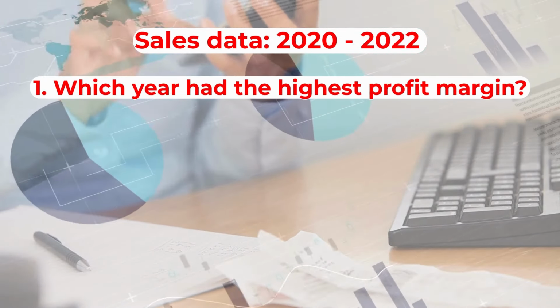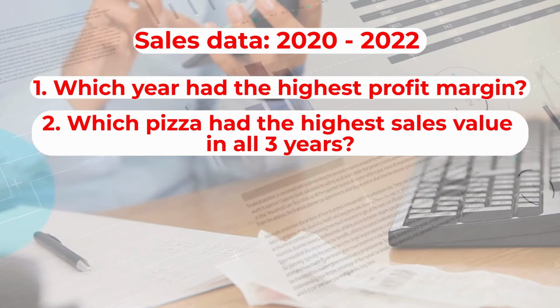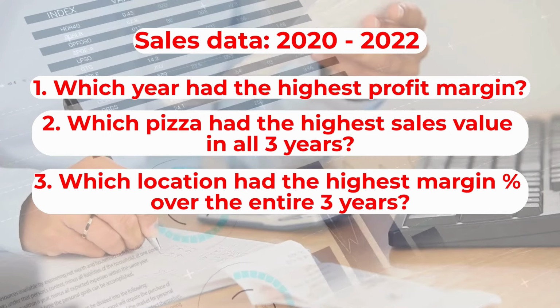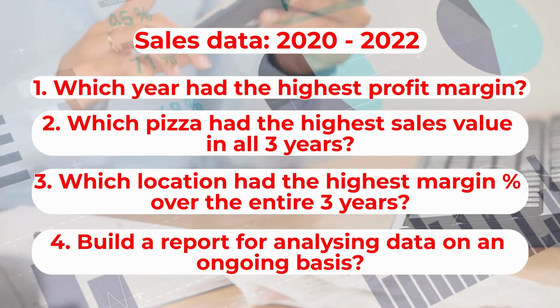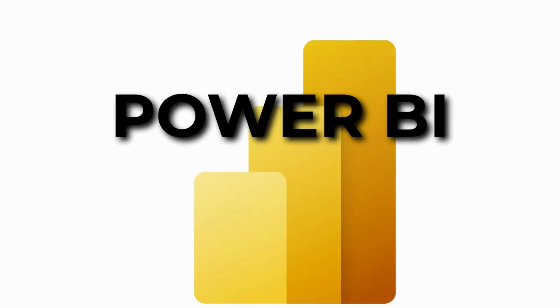Which year had the highest profit margin? Which pizza had the highest sales value in all 3 years? Which location had the highest margin percentage over the entire 3 years? And can you build them a report that they can use to analyze their data on an ongoing basis? You've decided to use Power BI to help you with the analysis and to build the report.